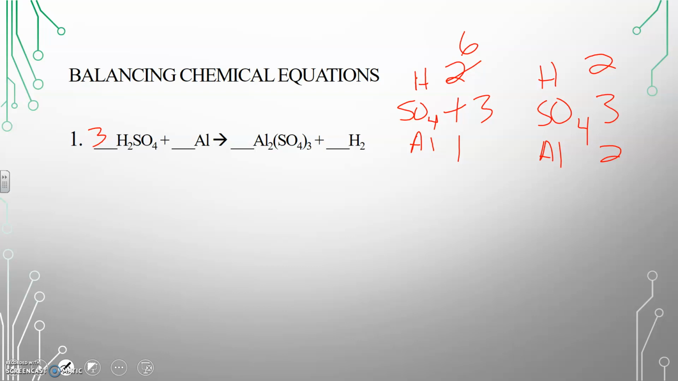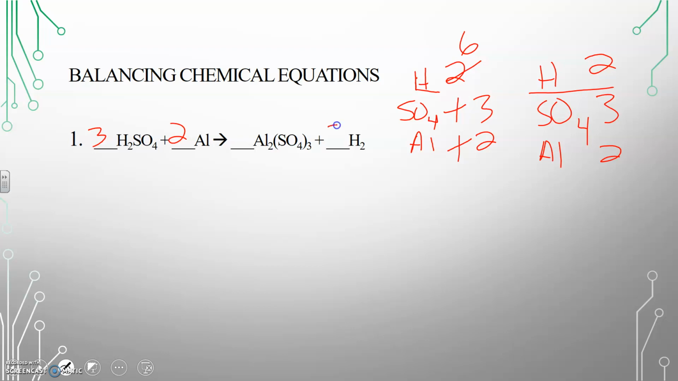Now let's take a look at our aluminums. We have 1 on the left, 2 on the right. So we just multiply the 1 on the left by 2. That increases our number of aluminums in the reactants. Because that aluminum was on its own, we haven't changed the number of any of the other elements. Now, the only thing that is not balanced are the hydrogens. So what times 2 equals 6?